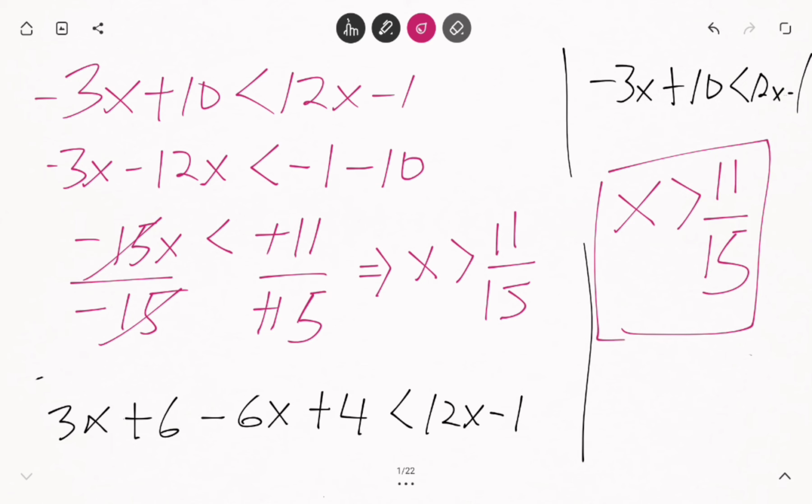And the sign has changed from less than to greater than because we divided by a negative, because the coefficient of the x term is negative. So once we divided, we need to make sure we change the sign. Now let's have a look at one final example.